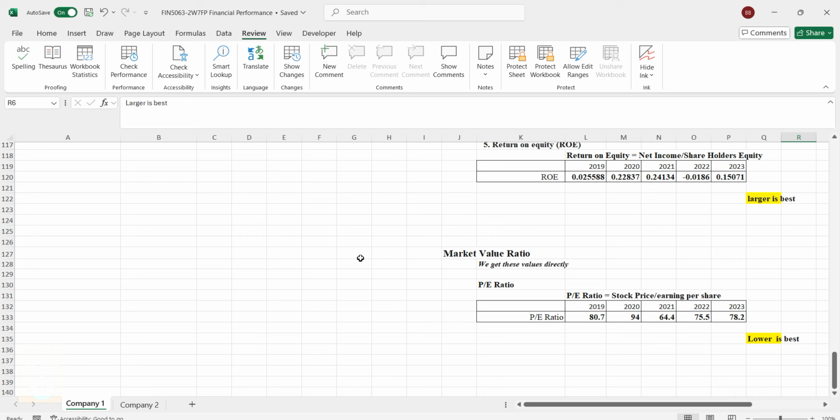Regarding the P by E ratio, when the value of P by E is larger, it means that the stock value will be larger and it will be difficult for the investor to purchase it. So the lower the P by E ratio, the higher the possibility of investment. The P by E ratio should be lower to ensure that the company is good for investment. So these are the interpretations.